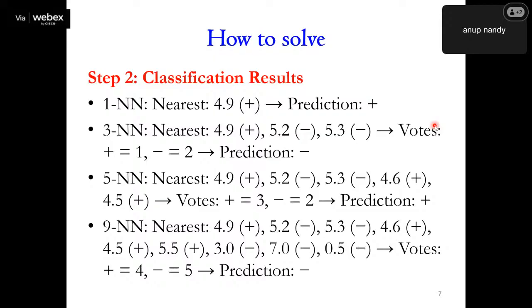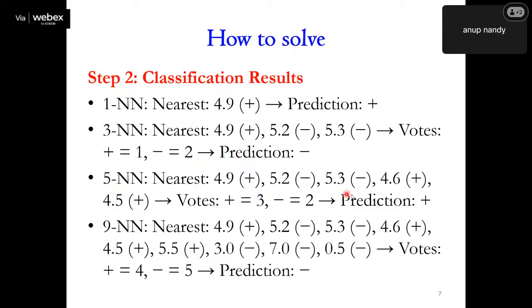For the third NN, whenever you use it, you are going to have only the least three distances. The nearest is positive, then 4.9 is positive, and 5.2 is negative. As you can see, there are two class representatives in the negative class, the second class. So this point belongs to the negative class.